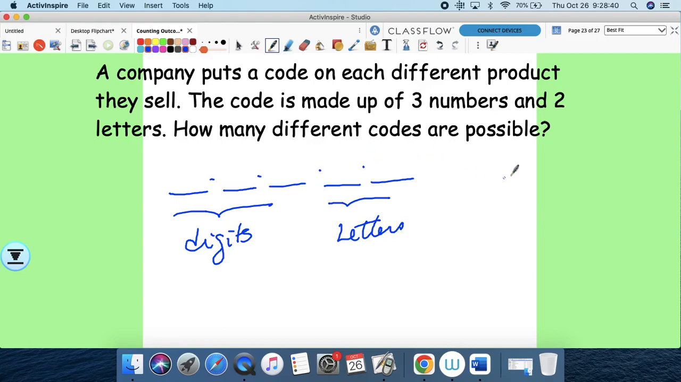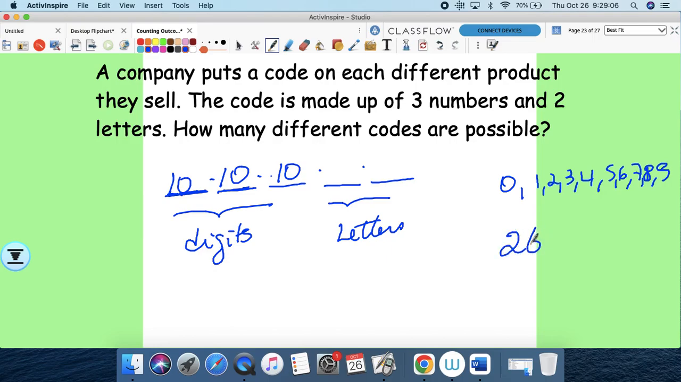Digits, if you think about it, it's 0, 1, 2, 3, 4, 5, 6, 7, 8, 9. There's 10 choices. So here, I can put 0, 1, 2, 3, 4, 5, 6, 7, 8, or 9. Here, what can I put? Same thing, 10 choices. Here, what can I put? Again, 10 choices.